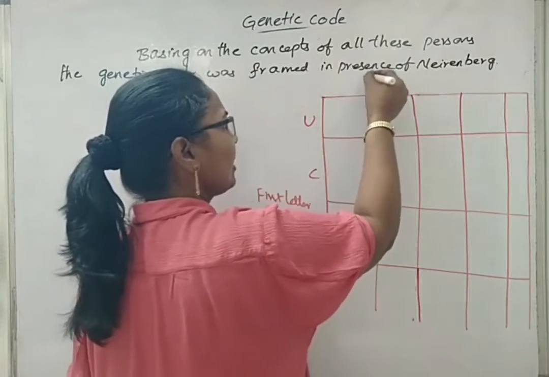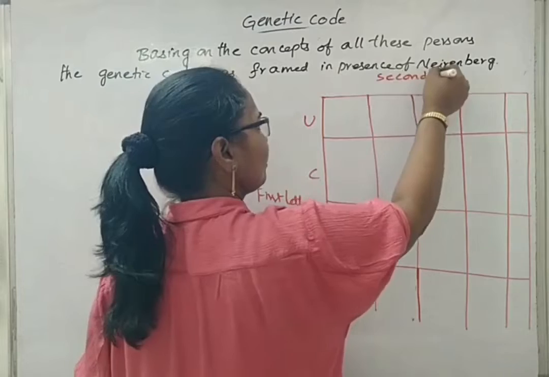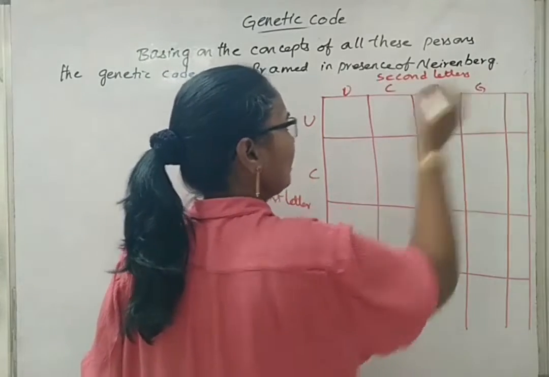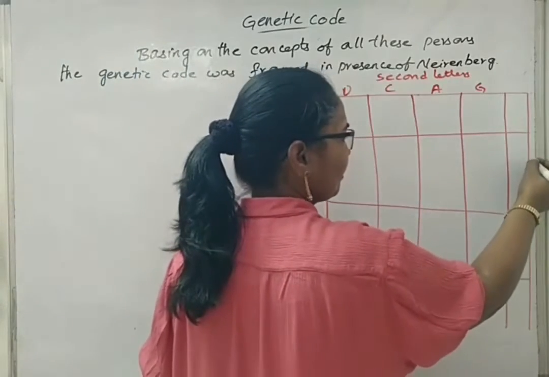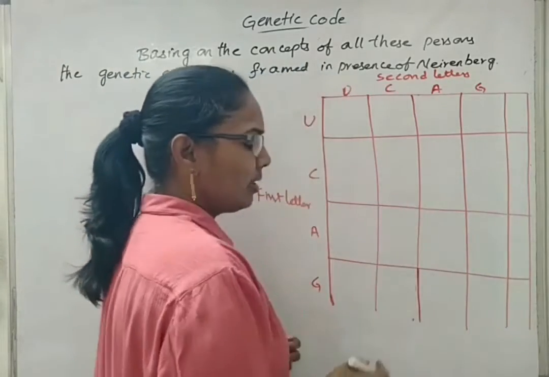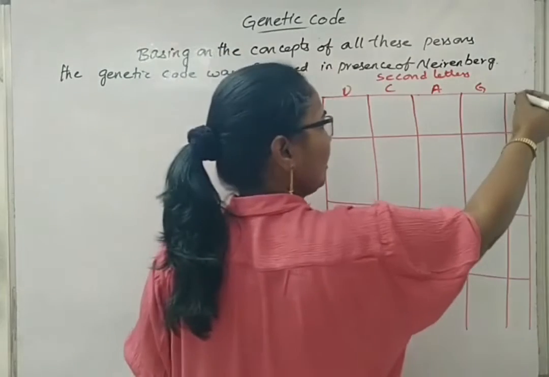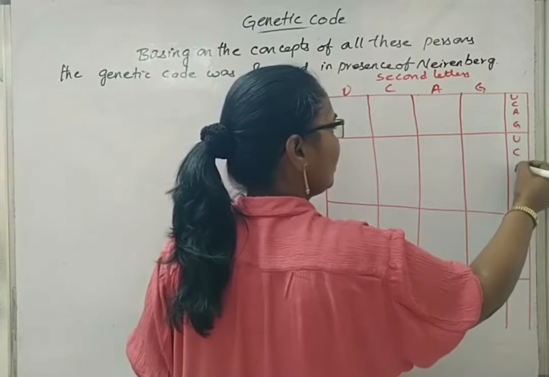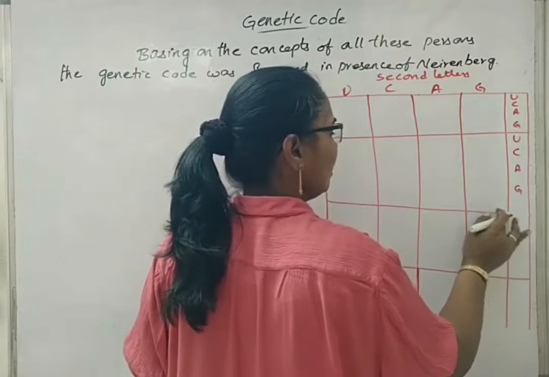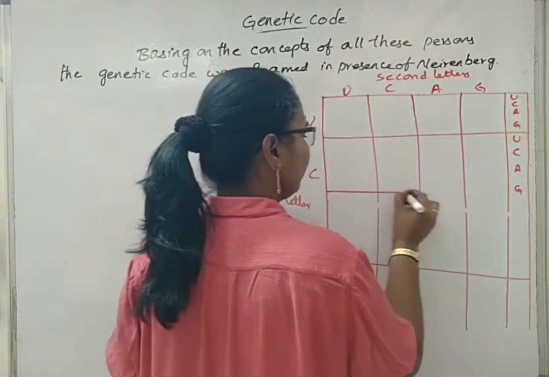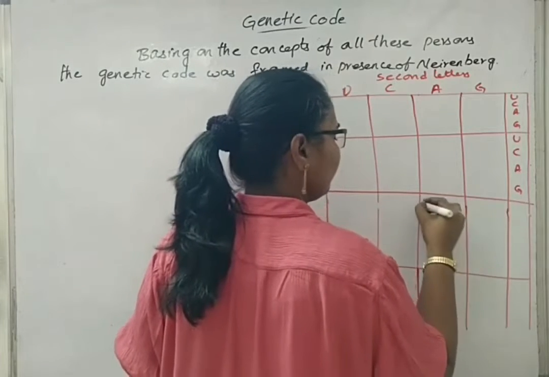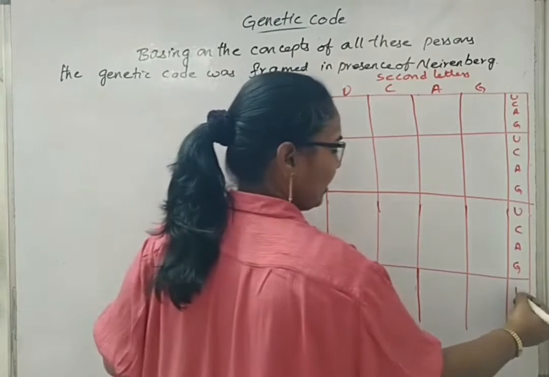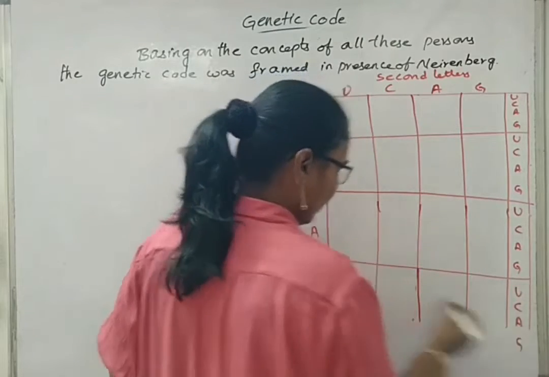In the same way, the second letters or second combination: again uracil, cytosine, adenine, guanine. But in the third letter or third type of arrangement, we should write like uracil, cytosine, adenine, guanine. Again, uracil, cytosine, adenine and guanine.